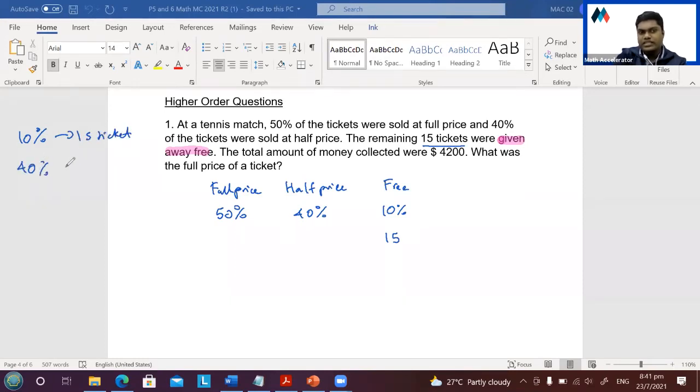40% will be how many tickets? Okay, so to make this easier, don't go and find 1% then times 40, okay? By now, I think you should be familiar that 10 times 4 will give you 40. So 15 times 4, straight away, you can tell me already, it's 60 tickets. So write down here 60. So if it's 50%, 10 times 5 is 50. So just take 15 times 5 as well. You get 75 tickets.